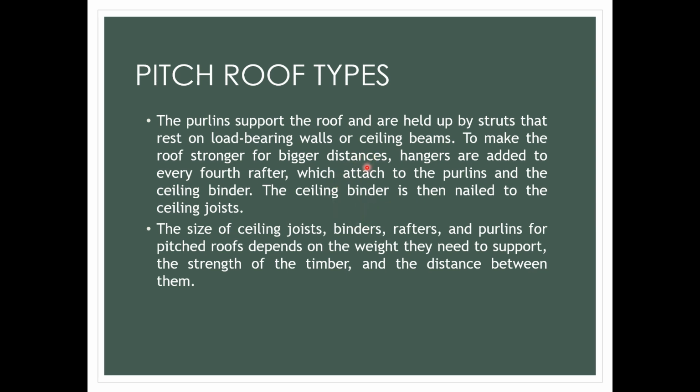So there will be hangers added every fourth rafter, and then there will be purlins and ceiling binders. The size of the ceiling joist, binder, and rafter depends on the weight they need to support, and also the strength of timber, and also the distance between each of the ceiling joists and rafters, and so on.